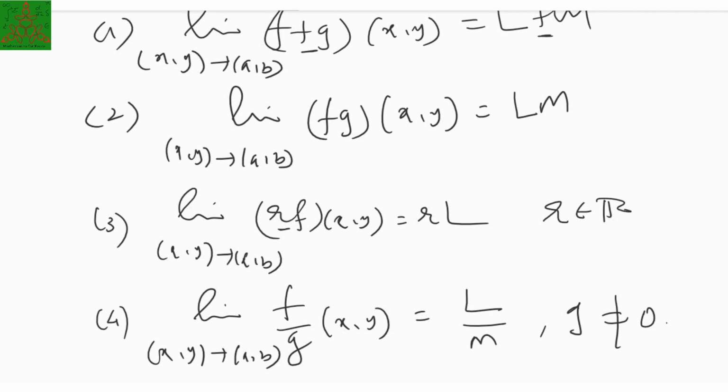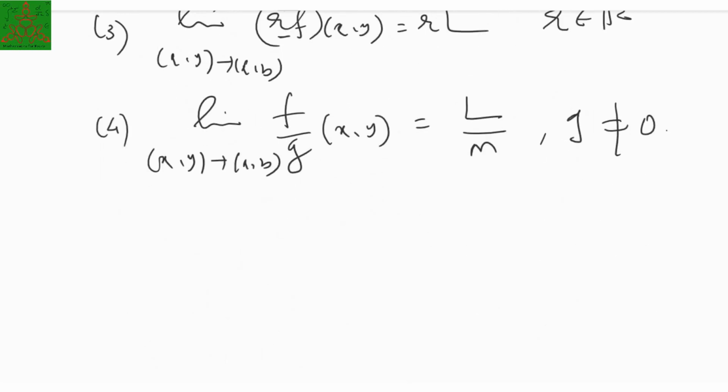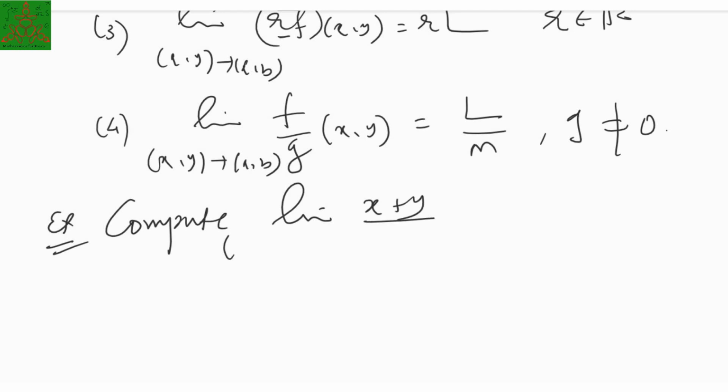The proof of these results we are not discussing, but they are very important to calculate the limit. For example, compute the limit of (x + y) upon (x − y) at the point (1, 2). So using the above four results we can find this out.